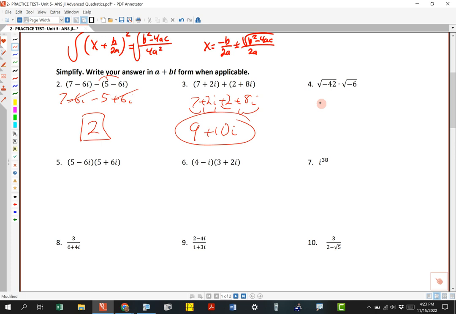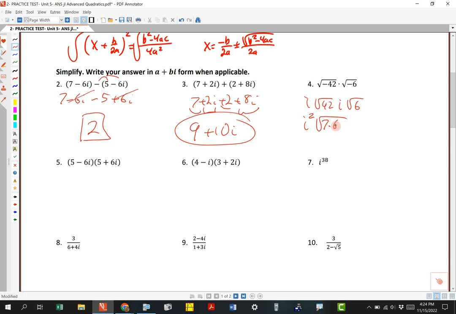So this is going to be, let's see, that's a 6 and a 7, a 2 and a 3. So I can't take anything out. So what I'm going to do is I'm just going to write it this way. I'm going to write i radical 42 and i radical 6. And then I'm going to do an i squared. And then I'm going to break this down.